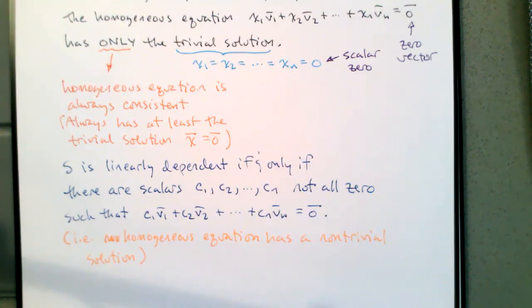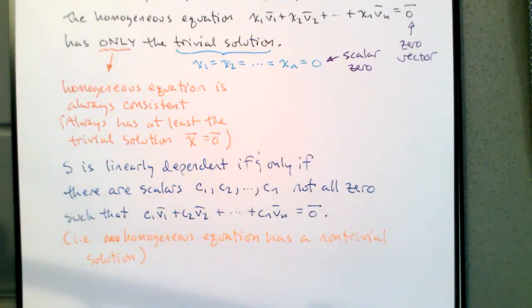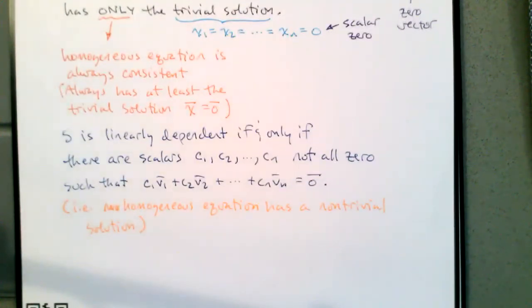My favorite way to think about linearly dependent sets is to look at this. Since not all of these coefficients are 0, I can solve for one of these vectors. So if Cn is not 0, I can write Vn as a combination of all the other ones because I can divide by Cn. That's the not-all-0 part. Some of them can be 0, but they're not all 0. So the important conclusion that we draw is that a set S is linearly dependent if one of the vectors is a linear combination of the others.